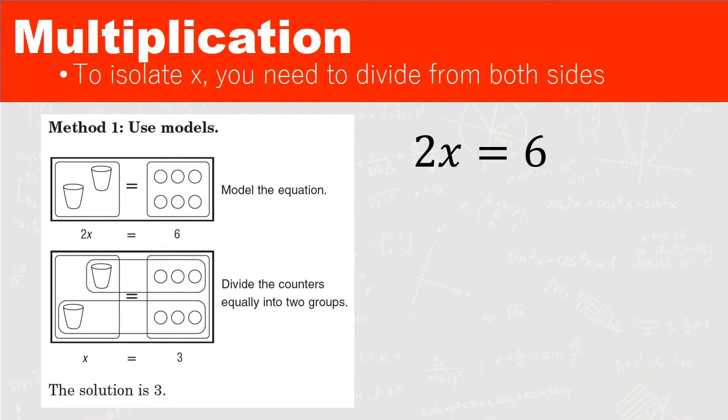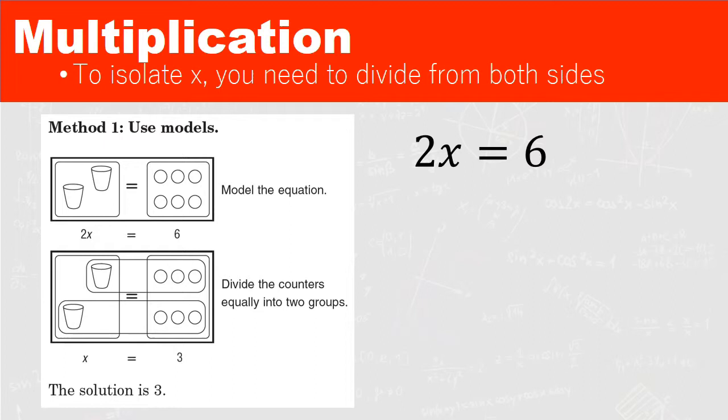So here we're given the equation 2x is equal to 6. And so the opposite, or the inverse, of multiplication is division. So here we're given this model. We have 2x, so we're given 2 cups, and that is equal to 6. And so what we can do is divide the counters equally into 2 groups.